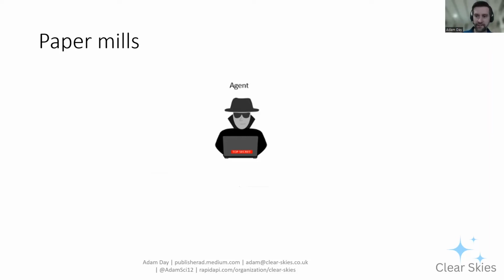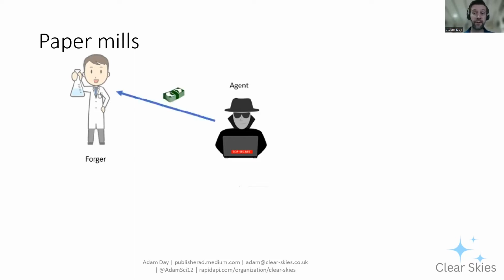You see, what this paper mill agent does is they will go out and look for someone who can write a fake paper. This could be a practicing researcher, maybe just a student, somebody who knows how to write a fake paper, and they'll say, hey, I'll give you some money, you give me a fake paper. So they buy the fake paper off them.